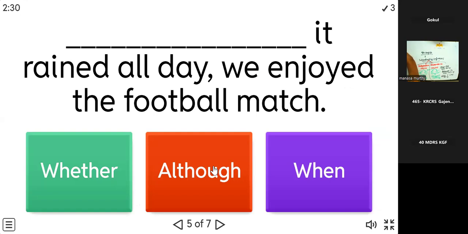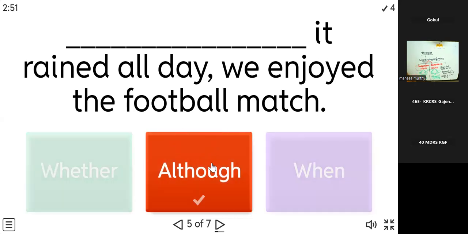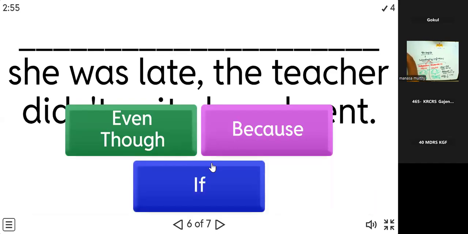Which option is right, students? Which we have to choose as a subordinating conjunction over here? Is it a doubtful one? B. Although. Correct. Dash, she was late. The teacher.